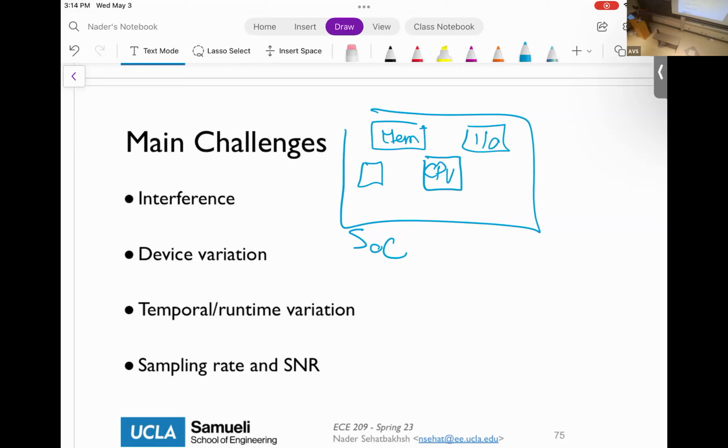So for example, your IO might be sending and receiving some commands while your CPU is running the AES algorithm. As a result, if I'm collecting the side channel signals using some form of an antenna here, I'm not just receiving it from the CPU, but I'm also receiving it because of the activities of the IO or the memory and so on. So there's interference happening.